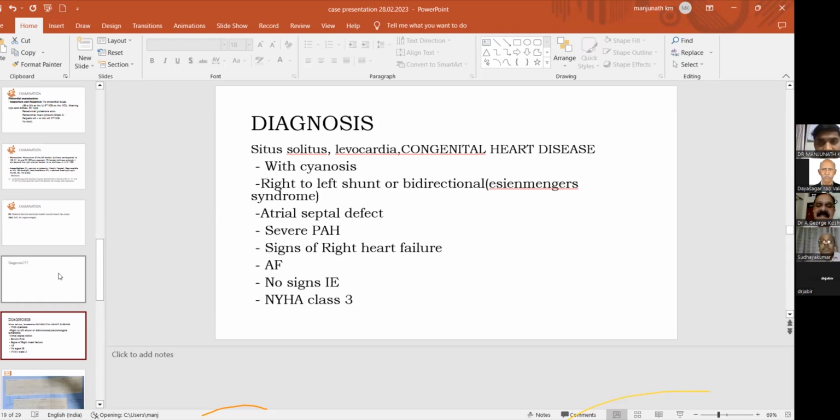Mean pulmonary artery pressure more than 20 millimeters of mercury, with pulmonary vascular resistance more than 3 Wood units. Anything else? No. But there's one more important component: at rest. This should be at rest, sir.